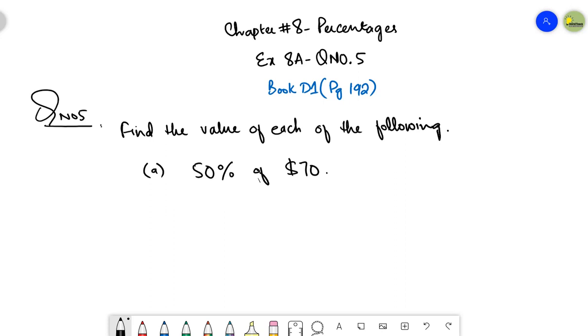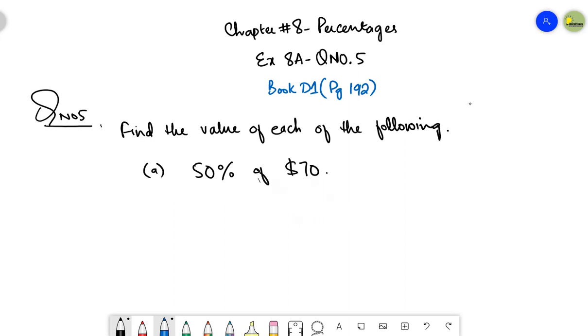In part A, it is given that you have to find out 50% of $70. It means you are given $70 and you need to find out what 50% of this $70 is. So let me tell you how you can find out the percentage of a given quantity, whether it is money, time, or any kind of value. We will see how to do that in this question.